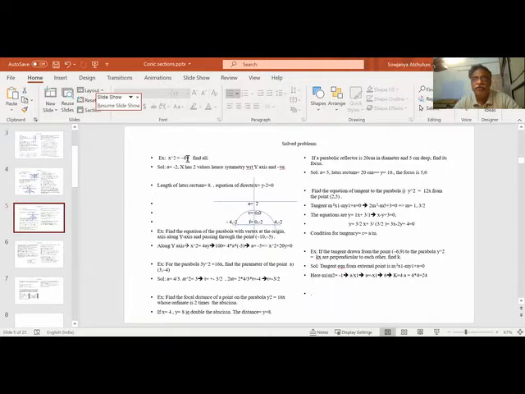x square is equal to minus 8y. Find all the parameters of the parabola. x square is minus 8y. This itself says y is the axis and x is both plus minus. Since it is minus, it is coming in the bottom. Otherwise, it will come in the top. So what is a here?